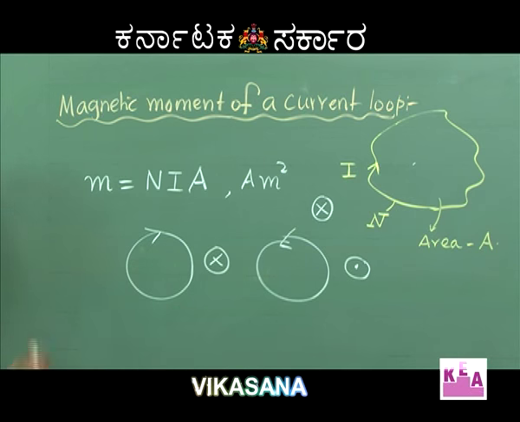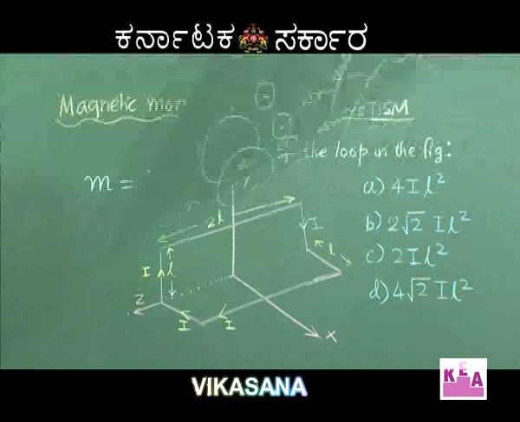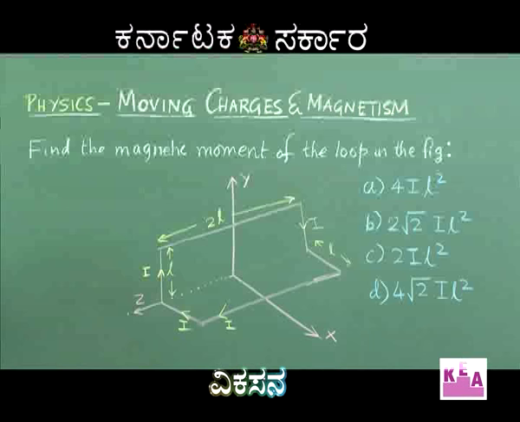Let us solve some problems based on these ideas. Find the magnetic moment of the loop in the figure. The options are 4IL square, 2 root 2 IL square, 2IL square, 4 root 2 IL square. The figure is here.